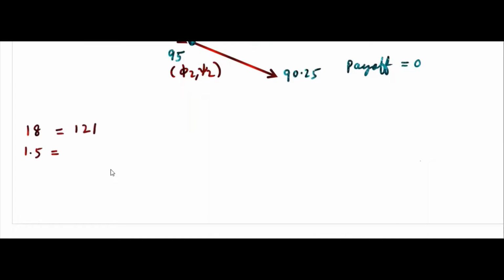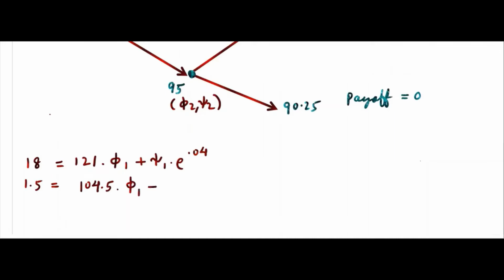121 here, phi 1 plus psi 1 e to the power r, this will remain the same. You need to solve these two equations to get phi 1 and psi 1. So two equations, two unknowns, right? When you solve these two equations, you will get phi 1 and psi 1.